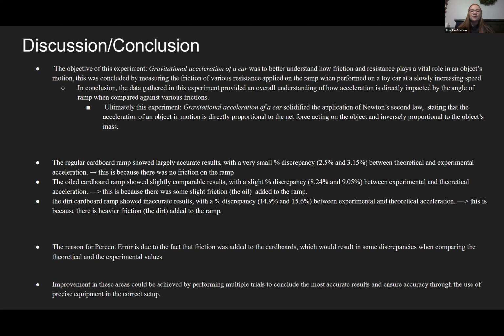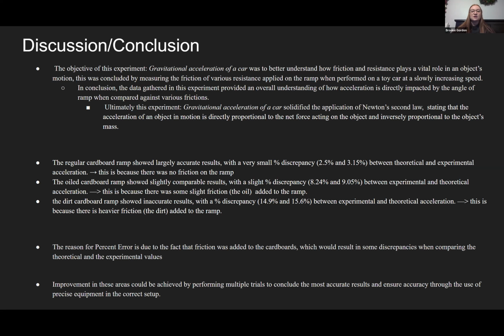The regular cardboard ramp showed largely accurate results with a very small percent discrepancy between theoretical and experimental acceleration. This is because there was no friction on the ramp. The oiled cardboard showed slightly comparable results with a slight percent discrepancy between experimental and theoretical acceleration. This is because there was some slight friction, the oil, added to the ramp. The dirt cardboard ramp showed inaccurate results with a higher percent discrepancy between the experimental and theoretical acceleration. This is because there is a heavier friction, the dirt, added to the ramp.